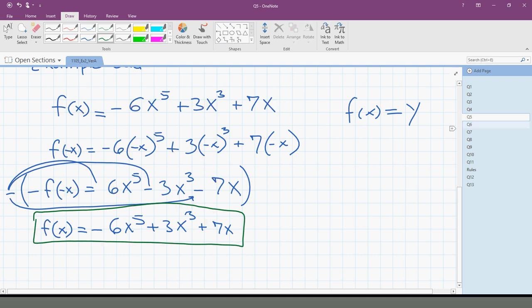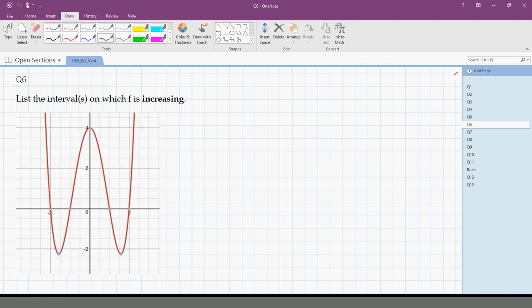Okay, next one. It will be question 6. Where is it increasing? They're only asking for increasing. We're going to go increasing and decreasing because why not? So increasing. You have to look at your x value only. So if you notice from here, it's coming down, right? And from here, it starts going up until here. But you're only going to look at the x value. So the x value here is going to be 1.